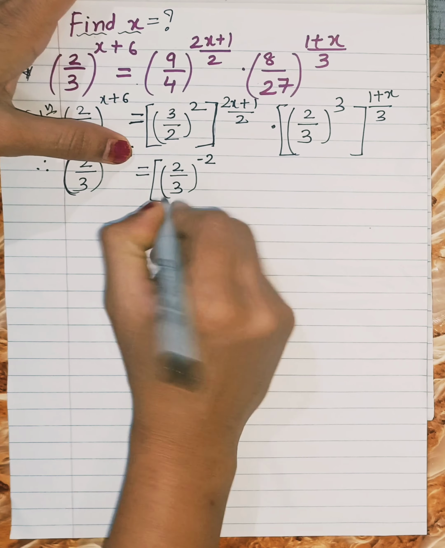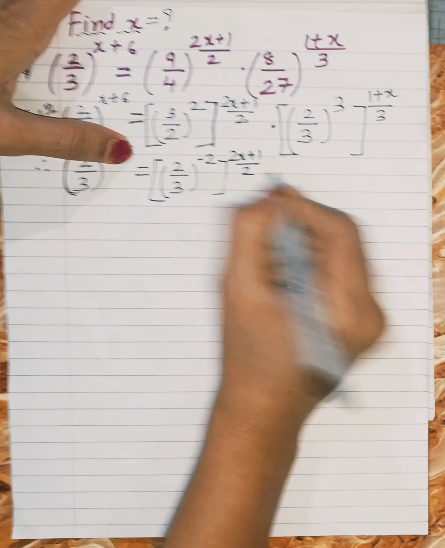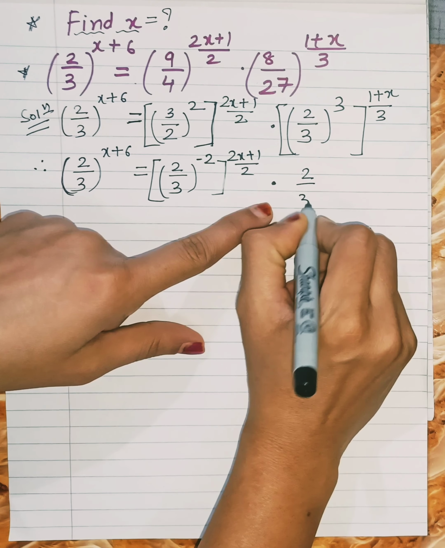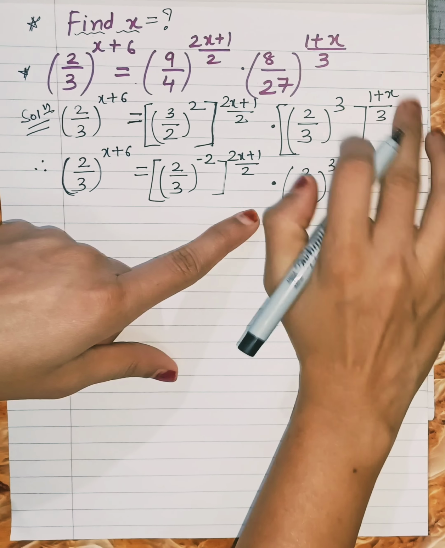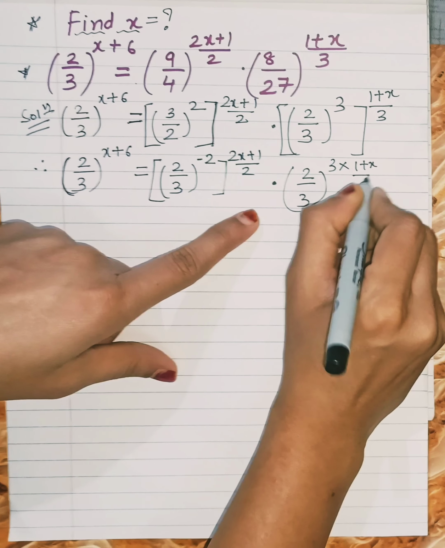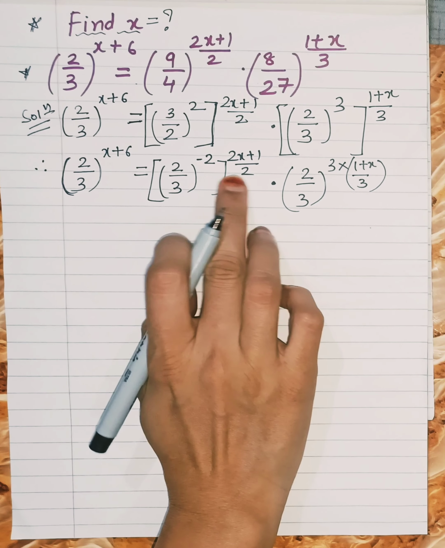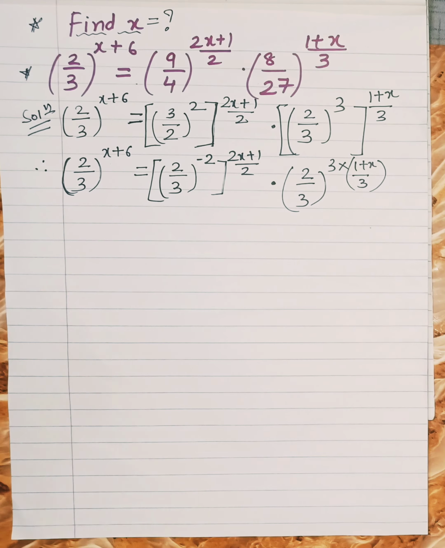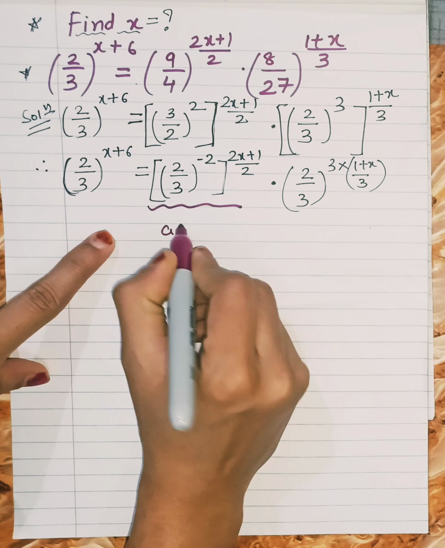And this whole raised to 2x+1 upon 2, into, now moving here, no change, 2/3 we are keeping as it is, and this 3 and this power will get multiplied. So 3 multiplied by (1+x)/3. This will get multiplied. Similarly here also we will multiply this. So first of all, before moving ahead, let me write down that in this portion we have applied the rule of power and exponent.